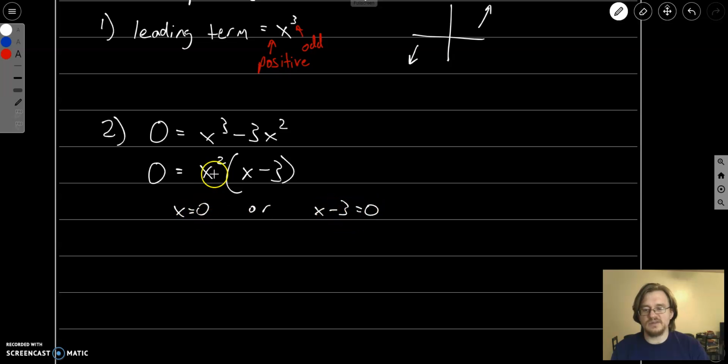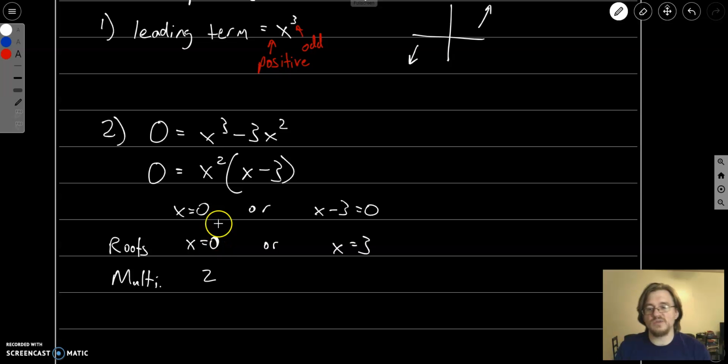So x is equal to 0, or x minus 3 is equal to 0. So my roots, or the zeros of the function, are when x is equal to 0, or when x is equal to 3, if I add 3 to both sides. How about their multiplicity? So here I have an x squared. The second power here means that 0 is going to be a root of this twice, whereas 3, this means that the multiplicity is going to be exactly 1.